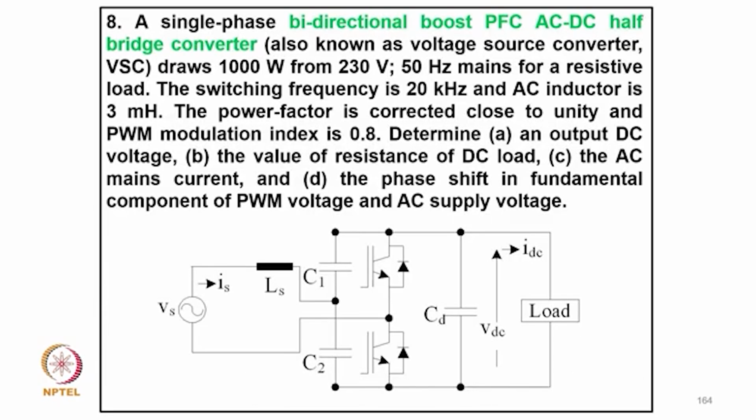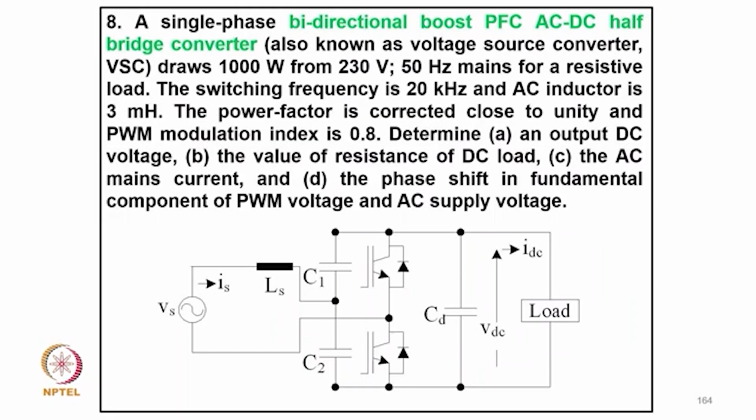Coming to numerical problem 8: a single phase bidirectional boost PFC half bridge converter, also known as a voltage source converter, draws 1000 watt from 230 volt 50 Hz mains for a resistive load. The switch rating is 20 kilowatt and the AC inductor is 3 millihenry. The power factor is corrected close to unity and the PWM modulation index is 0.8. Determine the output DC voltage, the value of the DC load resistance, the AC mains current, and the phase shift between the supply voltage and the PWM voltage.